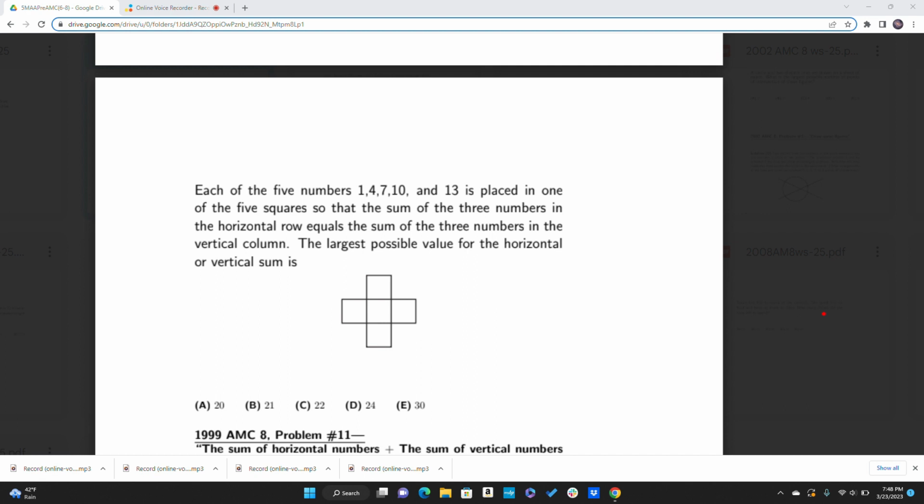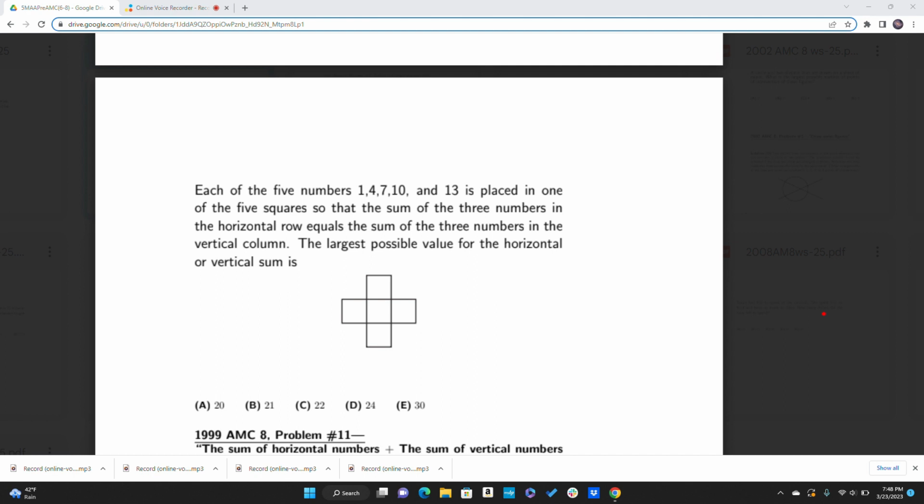So we've got 5 numbers placed that way. We want to find the largest possible value for the horizontal or vertical sum. So we want to maximize our addition. Okay. But we also need to make sure that the 3 numbers, so when you add the horizontal column, it equals the sum of the vertical column. We also want to maximize. Okay, so let's think about it.